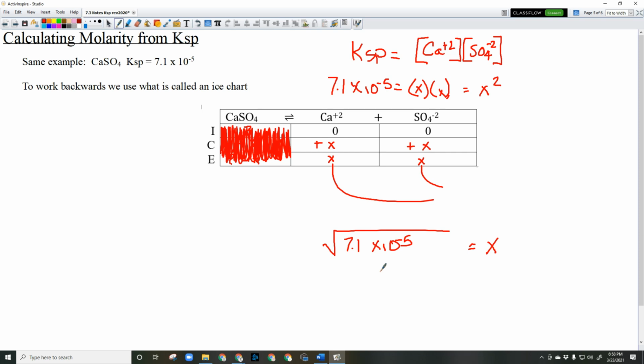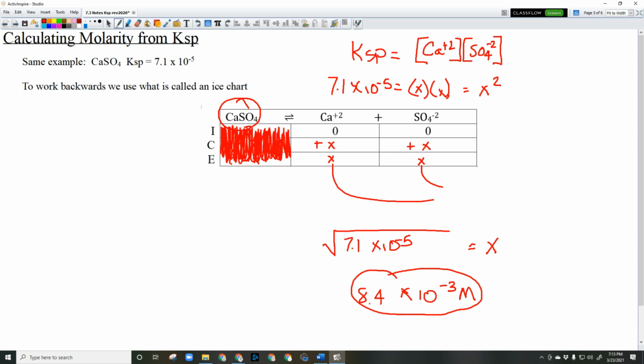The square root of 7.1 times 10 to the negative 5th is going to be 8.42, so the 2 is not going to round the 4. So 8.4 times 10 to the negative 3 molarity. That's what X is. And since it's a 1 to 1 to 1, the concentration of this is also 8.4 times 10 to the negative 3, even though it's not part of the Ksp expression. We know because of the 1 to 1 to 1 ratios that's what it has to be.